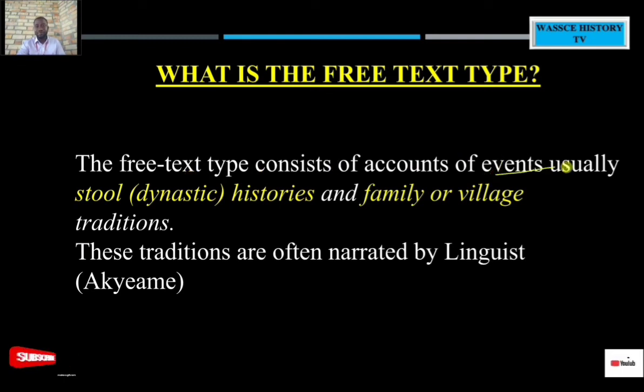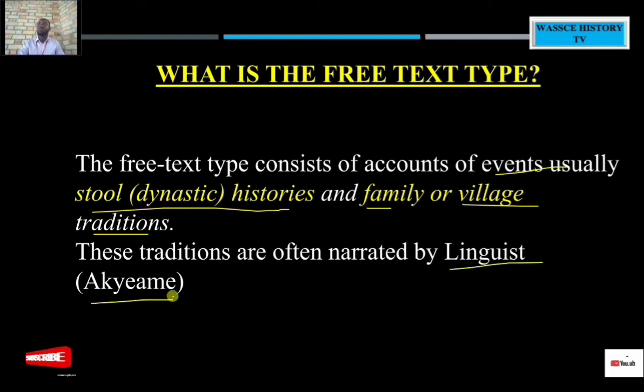Now, the free text type consists of accounts of events. So these are accounts of events, usually about stool histories. And when we say stool history, that is a royal family history, town history, of course, family or village tradition. So these are the normal histories that we normally read about. Town history, a history of a group of people. Now, this type of history is free text type because you don't have any format to follow. You understand? You just tell the person what you know. So that is why we refer to it as the free text type. You tell the person what you know. It is not compulsory for you to memorize or follow anything. And very often, these traditions are narrated by the linguist, which in Akan they call the Okyeame, or the PRO for the king. If you go to the chief, if you go to the palace, they are normally there to account some of these histories for you.